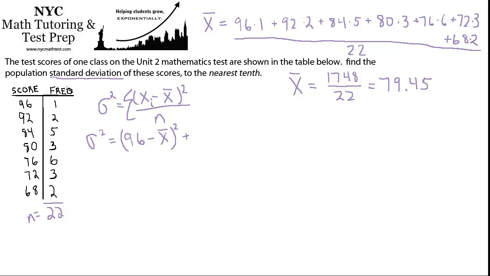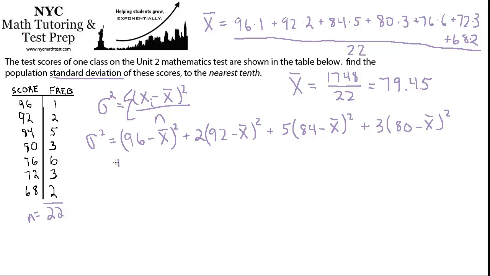So we're going to now add 92 minus x bar, and we're going to square that. But we're going to have to do that twice because there's two people who scored 92. So as a shortcut, I'm just going to multiply that by 2, so I don't have to write it twice. I'm going to use that shortcut again. It's going to be 5 times 84 minus x bar squared plus 3 times 80 minus x bar squared.